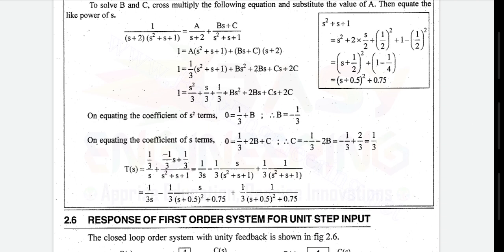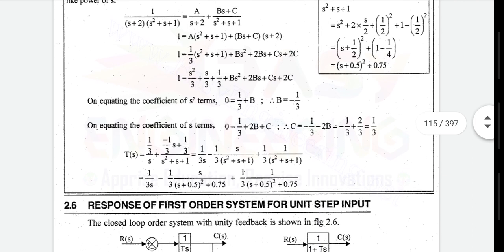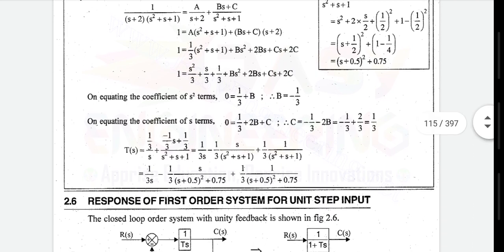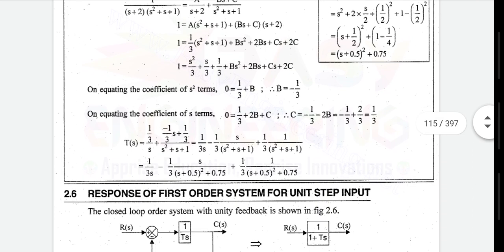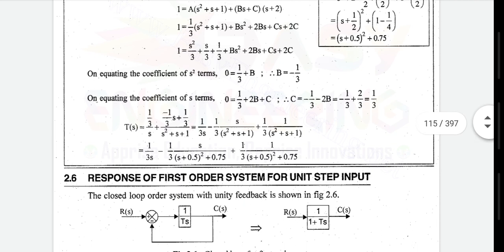Finally, after splitting all these terms, equating the coefficient of s square terms and s terms. Equating the coefficient of s square terms, at the left hand side you don't have any s square terms, so 0 is equal to 1 by 3 plus b. So what is the value of b here in the numerator? b is equal to 1 by 3.